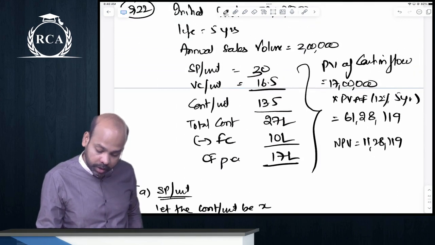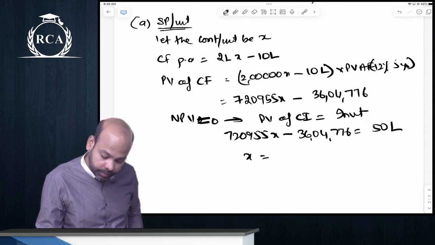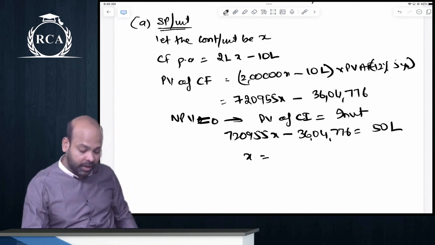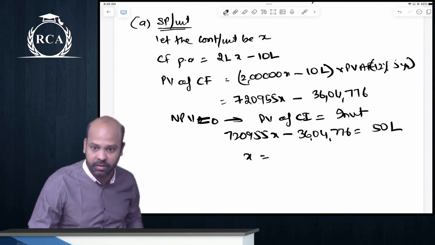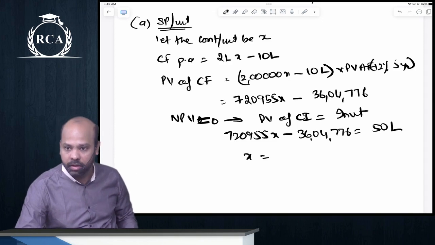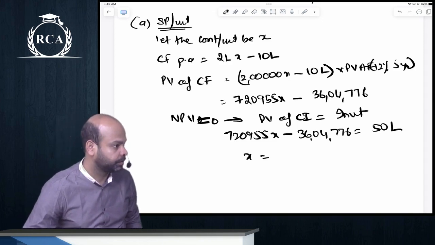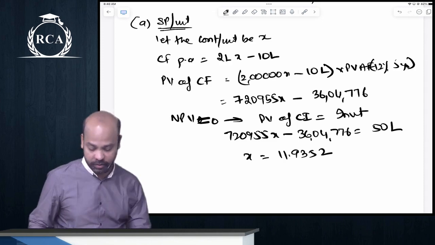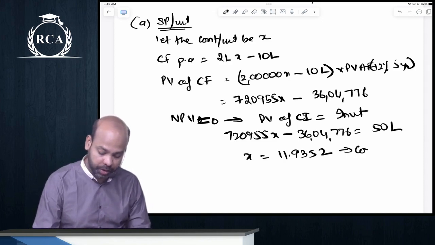I am doing something wrong. The initial investment is 50 lakhs, right? 86 lakhs, beta, 86 lakhs divided by 7 lakhs 20,955. 11.9352, guys. This should be your contribution per unit.